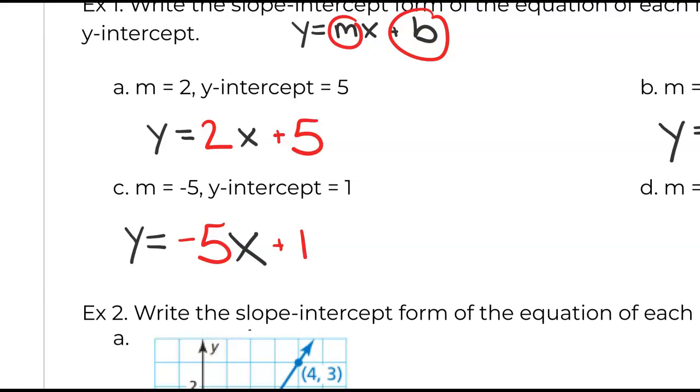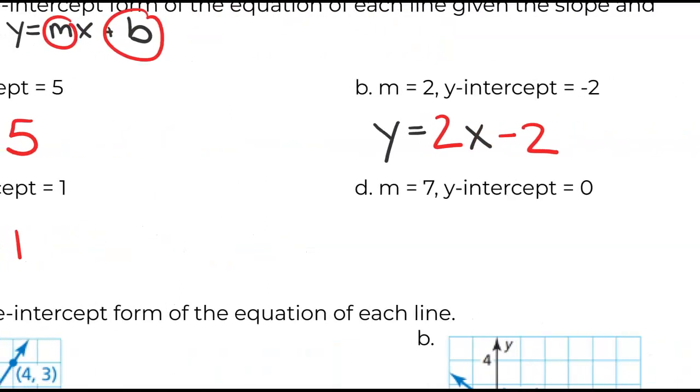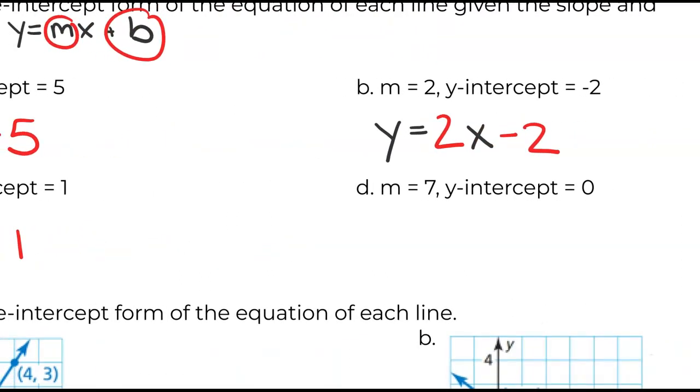And lastly, we have a slope of 7, but our y-intercept is 0. We don't have to write the plus 0 in the back. We can just have our slope in there: y is equal to 7x. You can always think to yourself, when there's not a number in the back, it's 0.